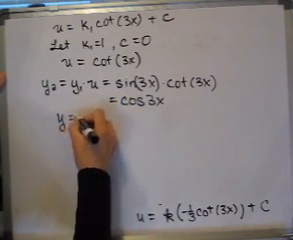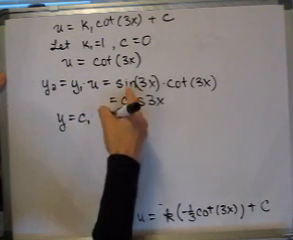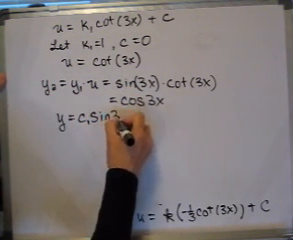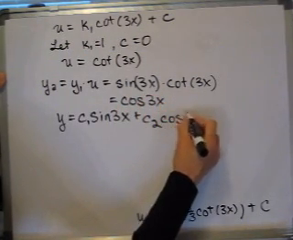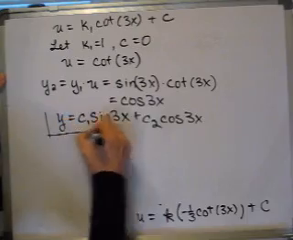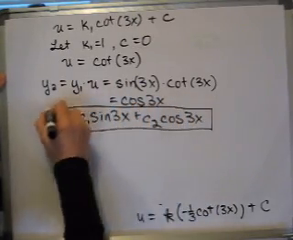And the general solution then is c1 times y1, which is the sine of 3x, plus c2 times y2, which is the cosine of 3x, is the general solution to that differential equation.